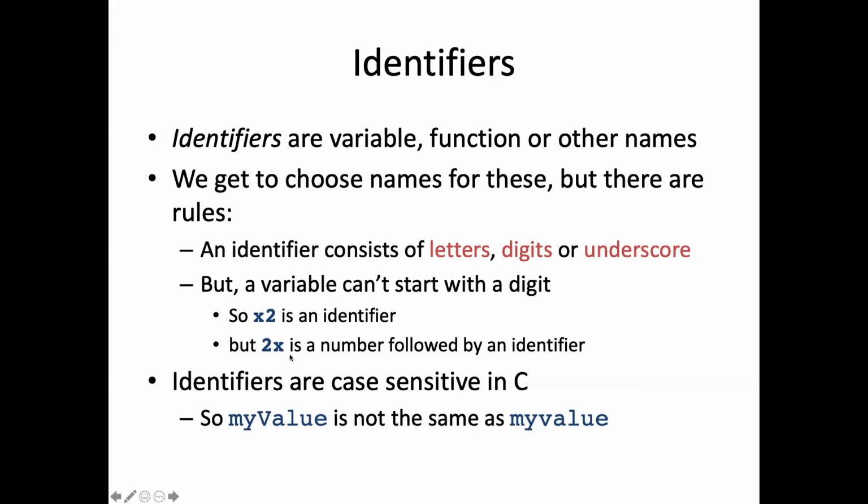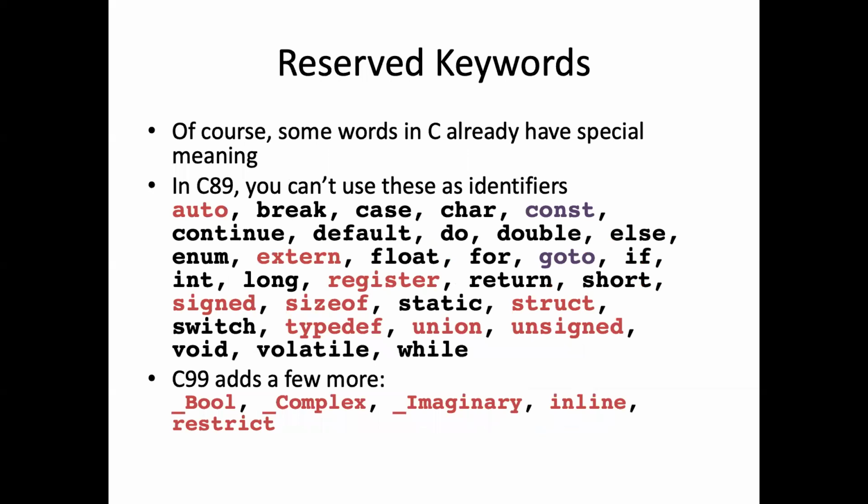Just like in Java, the scanner in C, the lexical analyzer, is case sensitive. So a variable name like myValue with an uppercase V is different from myvalue with a lowercase v. We said the scanner has to recognize identifiers, so these are the rules it uses to find identifiers. It also has to recognize reserved words.